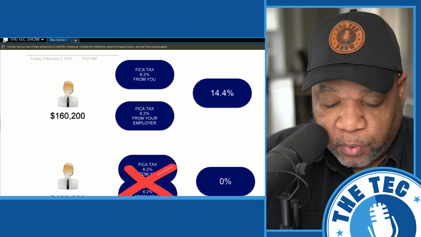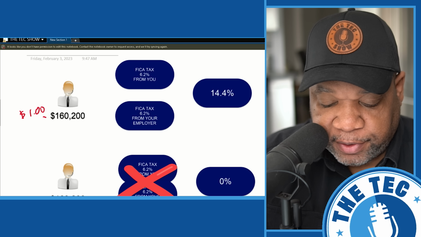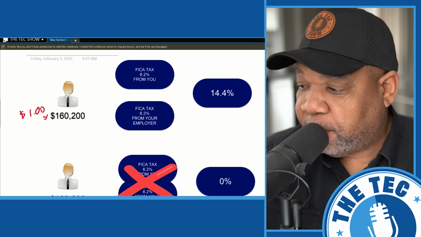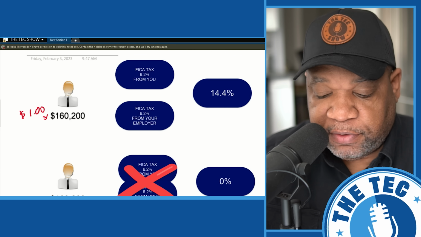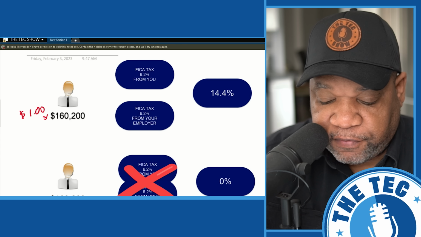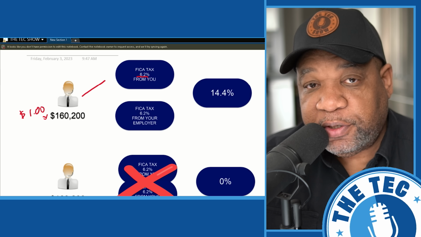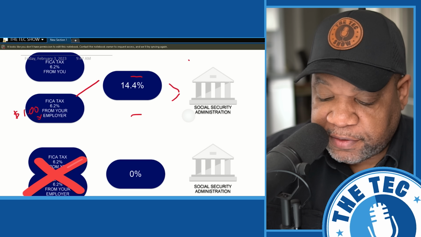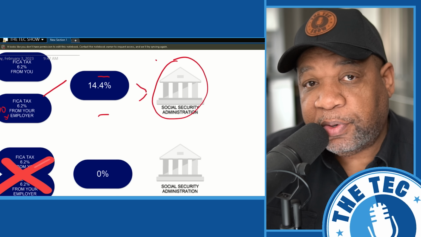So if we were to put $1 here up to $160,200, all that money is collected in what they call a FICA tax. The reason for the FICA tax is to help Social Security beneficiaries. This money comes from you when you're working, you're paying 6.2%, and then your employer also pays 6.2%. All of this money goes to the Social Security Administration. That's how it works when it comes to the FICA tax.